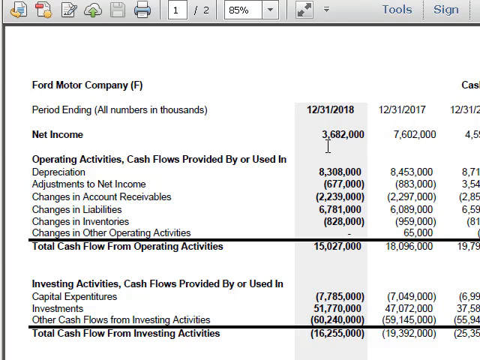And notice that the cash flow statement begins where the income statement ended. Do you remember the $3.682 billion that Ford made last year in 2018? Well, that's where we start. And then the first thing we do, look, there's the biggie. We add back in depreciation. Ford was able to reduce their income by $8.3 billion. And why would you want to do that? You pay fewer taxes, right? Corporations are like people in that respect. We want to maximize our deductions so we pay Uncle Sam fewer dollars. And that's exactly what Ford did.